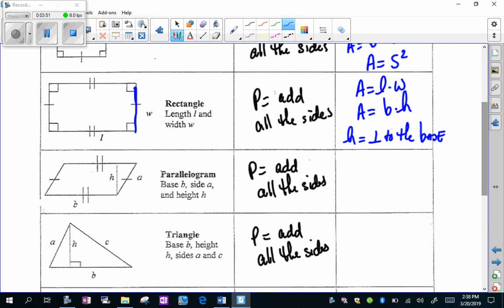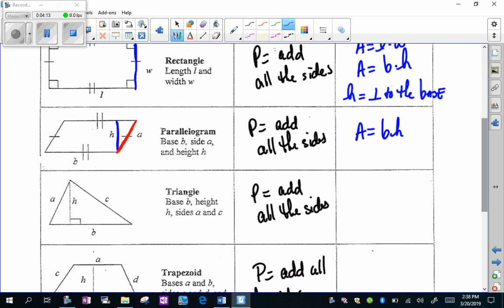All right, parallelogram. All right, the area equals base times height. Again, height is perpendicular to the base. It is not the slant height line. All right, that's where a lot of people get confused. It is not this line. That is a slant height.